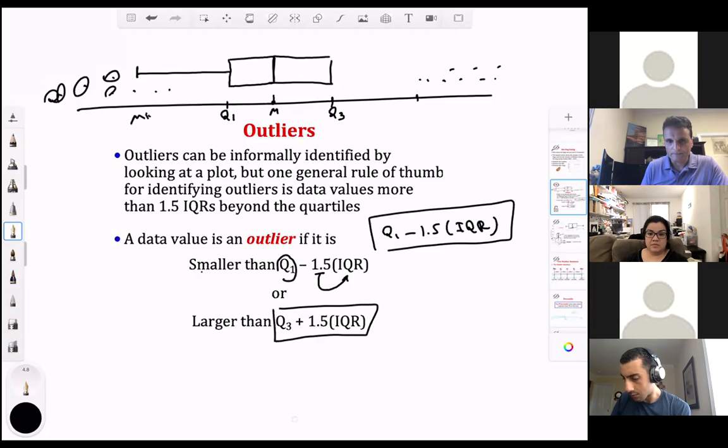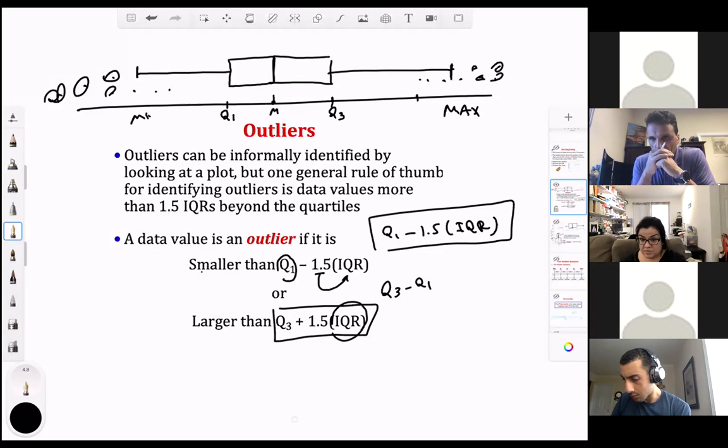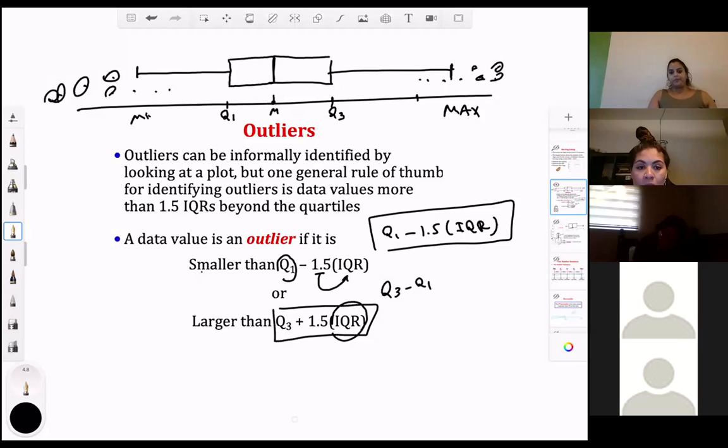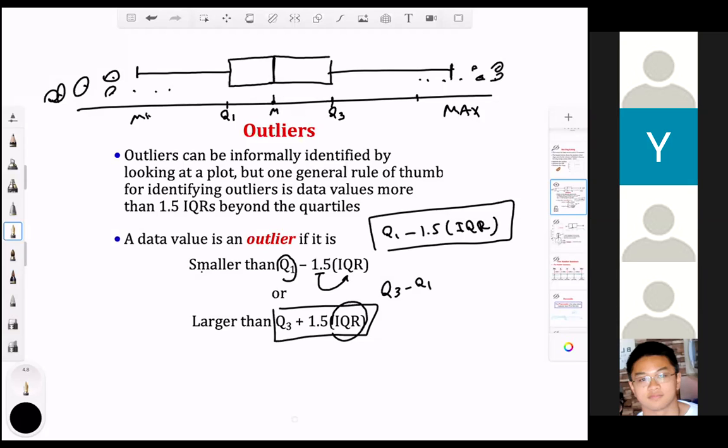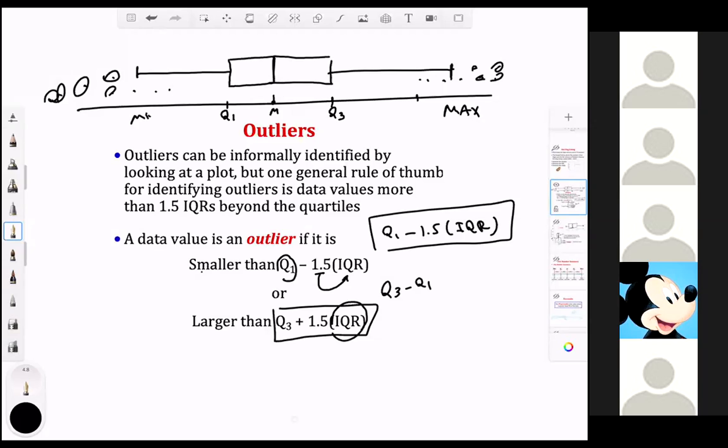We will see examples, so that's the formula. And you know how to calculate IQR, which is Q3 minus Q1. And this will be maximum, for example. Any question? So let's have one example related to this.